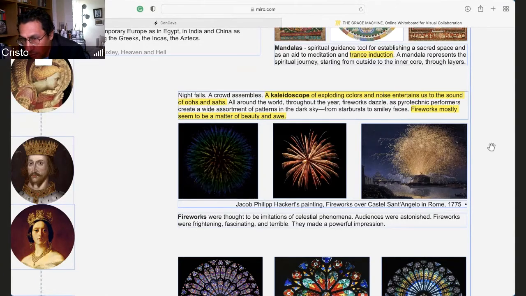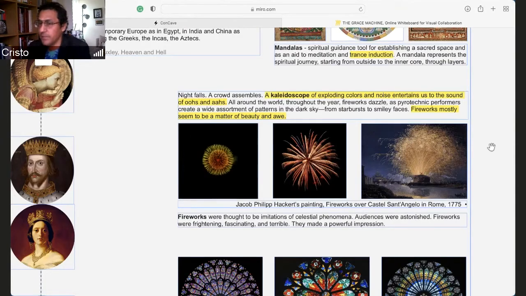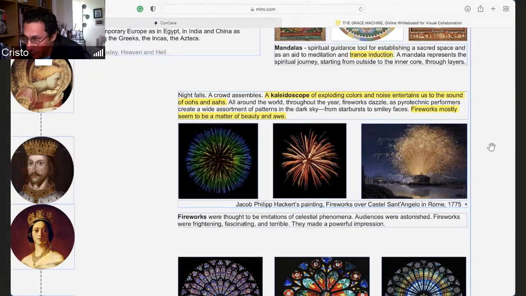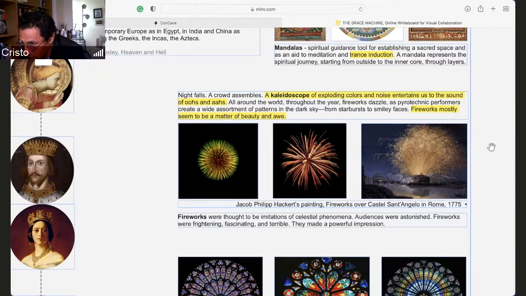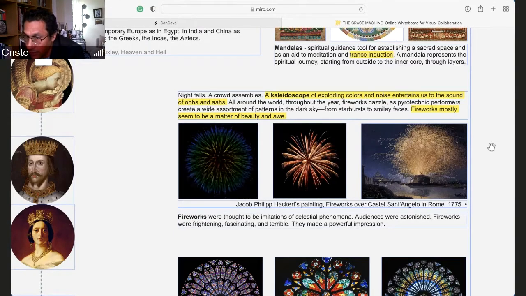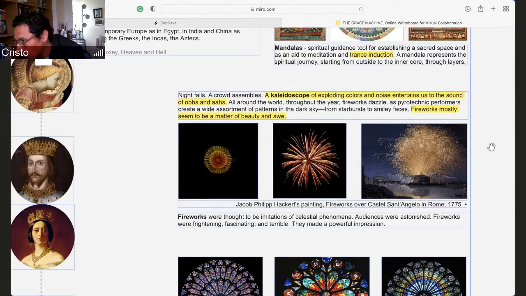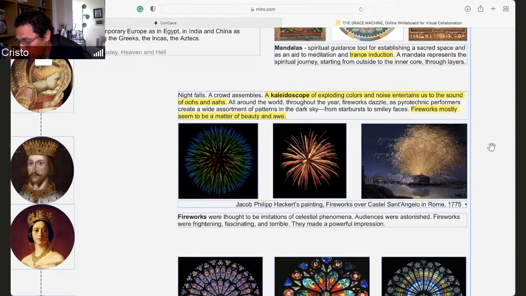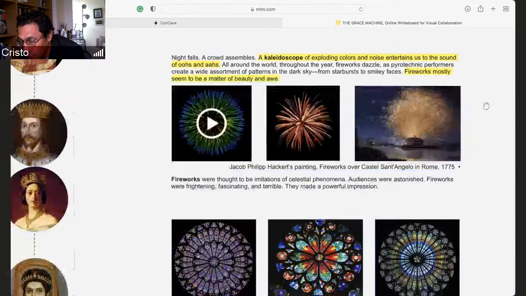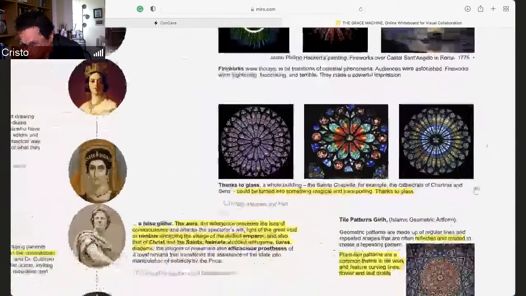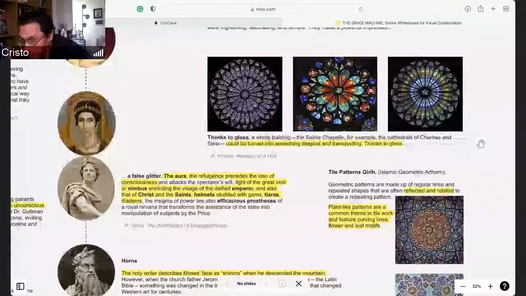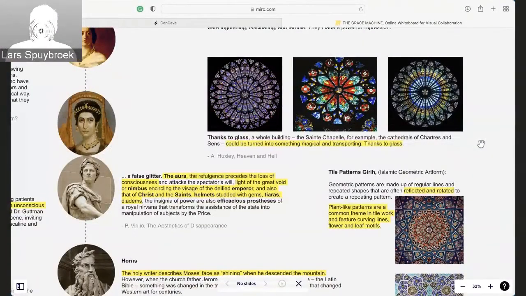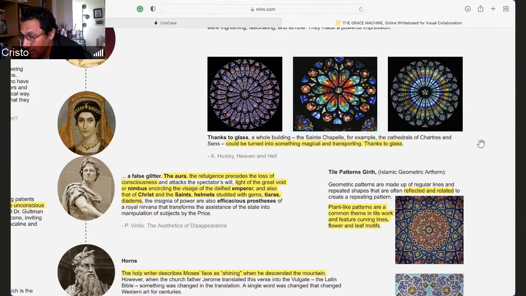So adults mostly quotes in heaven and hell. Thanks to glass, a whole building, the Sainte-Chapelle, for example, the cathedrals of Chartres and Sens, could be turned into something magical and transporting. So we have these images below the fireworks. These rose windows filled with light, colors, crystallized patterns in rotation by these shimmering rays of light, right?